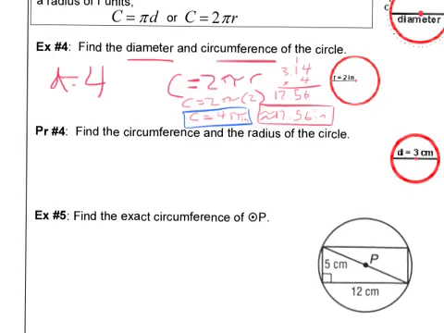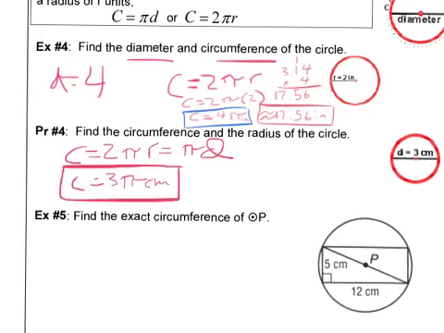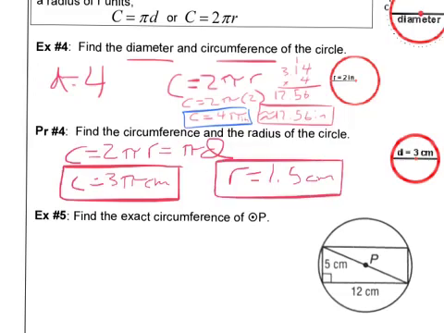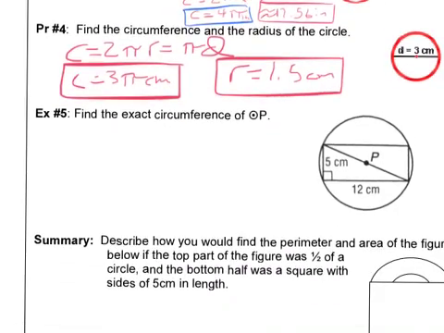Okay, so circumference equals 2 pi r, or just pi times d. So pi times d in this situation would just be 3 pi, and it's centimeters, so like I said, we could just stop there. And the radius is always half the diameter, so if the diameter is 3, the radius is 1.5. Not so bad.